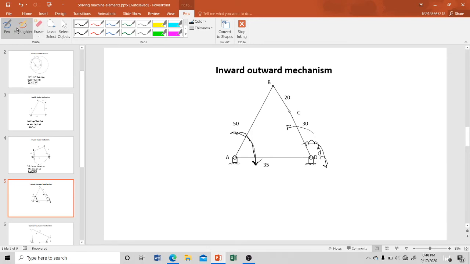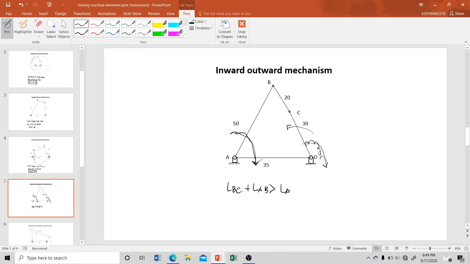So let us figure out whether it satisfies the non-Grashof chain. We have length AB, the shortest length, BC, the longest length, and the longest length is greater than the sum of the remaining lengths, which is the frame length AD plus length AB.